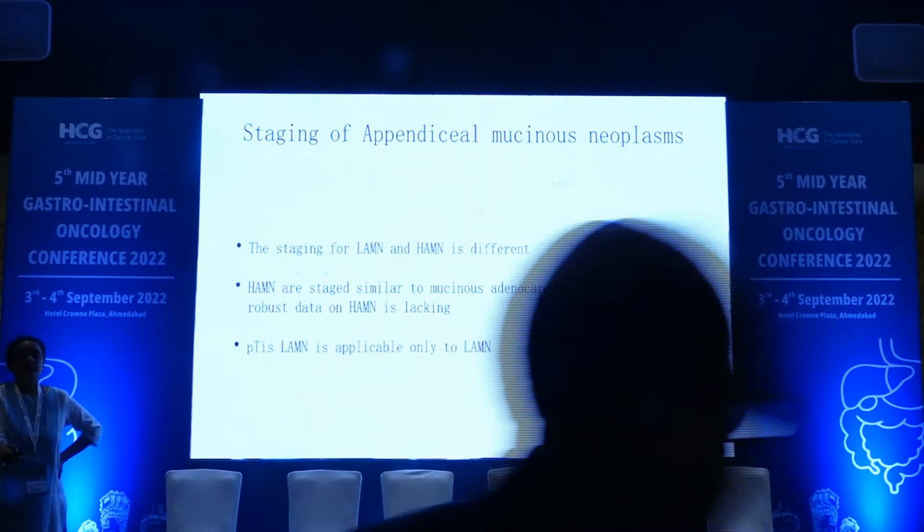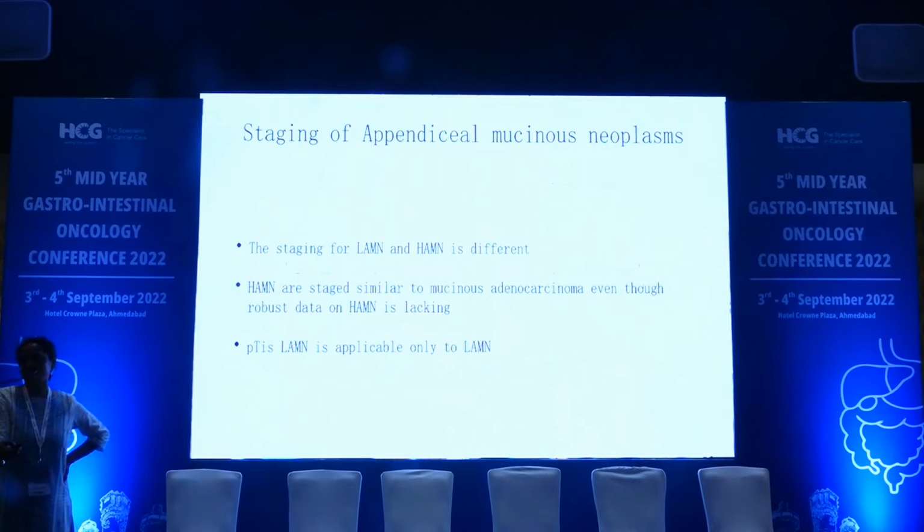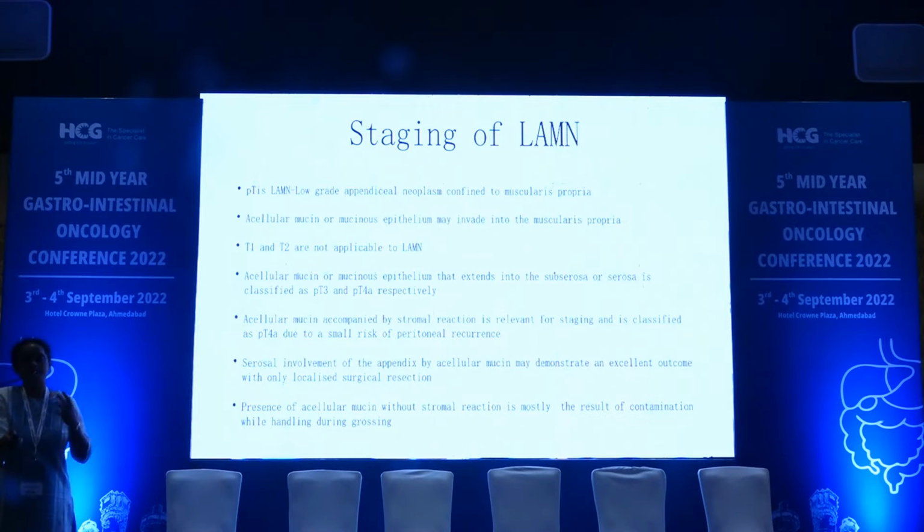Most importantly, for surgical oncologists, it is important to remember that the staging of low-grade appendiceal mucinous neoplasms is very different. pTis is applicable only to the low-grade appendiceal mucinous neoplasms. pTis also means that when a low-grade appendiceal mucinous neoplasm is confined to the muscularis propria. Otherwise, in GI, when a neoplasm is confined to the lamina propria, we say pTis. In appendix, in low-grade appendiceal mucinous neoplasm, it is muscularis propria. Even in muscularis propria, if there is acellular mucin, one is allowed to call it low grade. T1 and T2 are not applicable for low-grade appendiceal mucinous neoplasm.